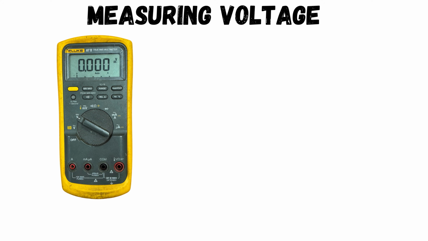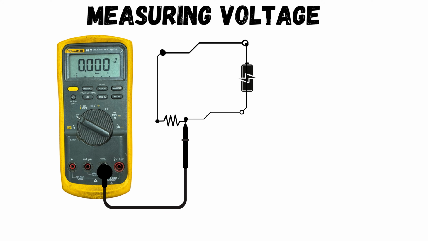Measuring voltage. 1. Turn the dial, set the multimeter dial to the voltage setting. 2. Connect probes, plug the black probe into the common socket and the red probe into the V omega milliampere socket. 3. Measure, touch the probes to the points where you want to measure the voltage. The display will show you the voltage reading.